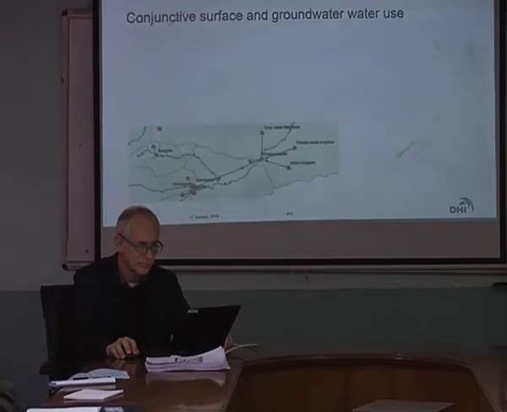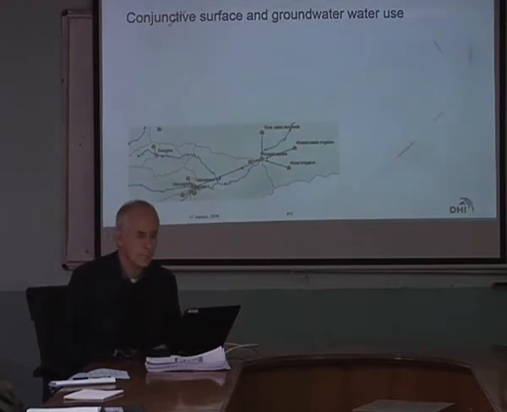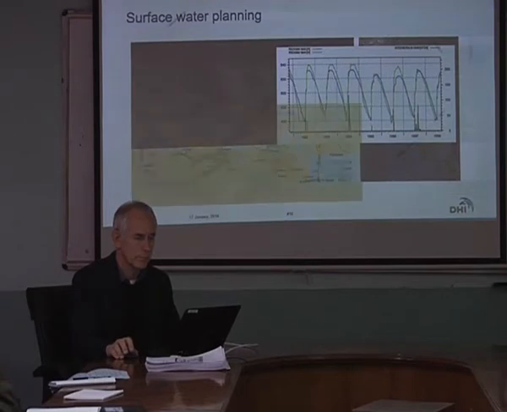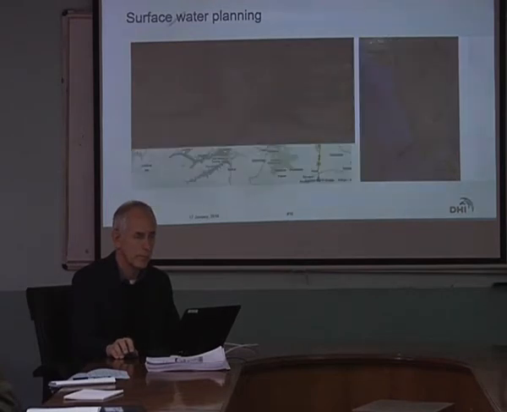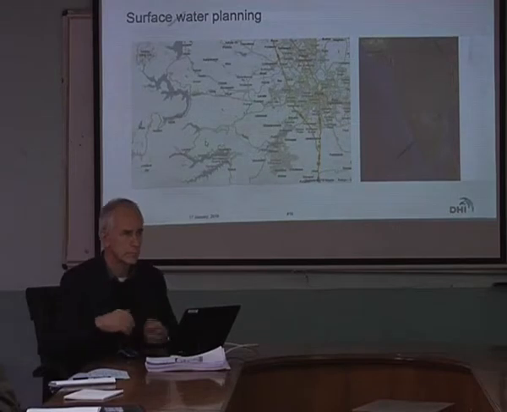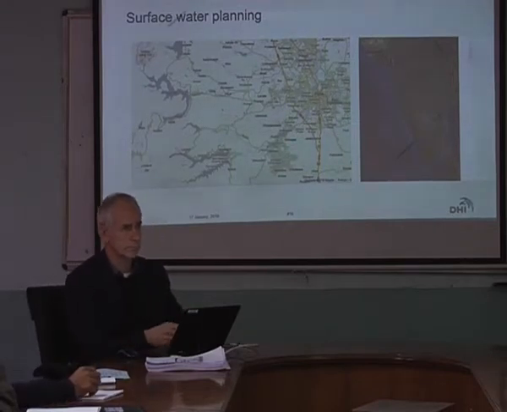I have a question. You showed in your slide that in Bhima there are a series of reservoirs. There are 15, 20 reservoirs. So, did you also look at the optimal operation of the reservoirs?